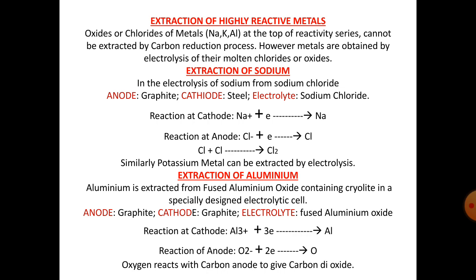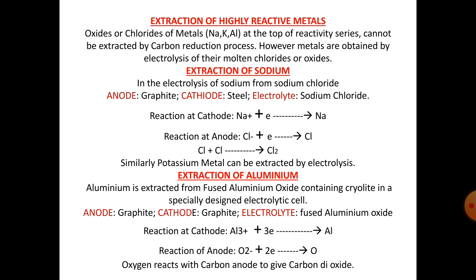Now, an important one is extraction of aluminium. During the electrolysis of aluminium, which anode is used? The anode will be graphite. Which cathode is used? Again graphite, carbon rods. But what is the electrolyte? Electrolyte, remember, is fused aluminium oxide. Now, aluminium oxide has a very, very high melting point. So it is mixed with a little amount of cryolite. When cryolite is added to aluminium oxide, it lowers the melting point so that the fusion or melting of aluminium oxide becomes easier.